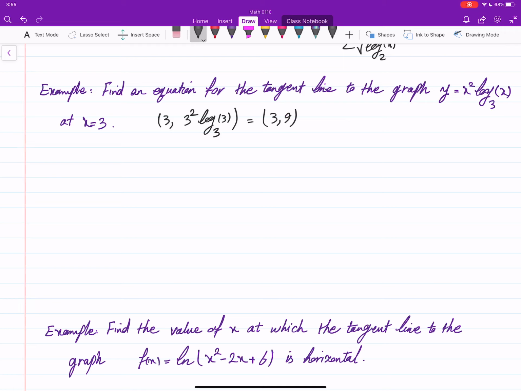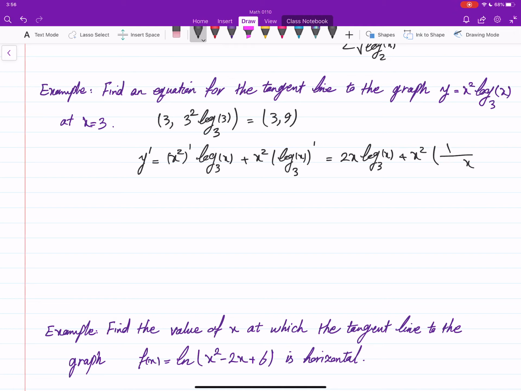Times this is 9. That's perfect. Now we need to find the derivative of the function at that point for the slope. So this is the derivative of the first one times the second one, plus the first one itself times the derivative of the second one. And this gives us what? This gives us 2x log of x base 3, plus x squared times 1 over x ln of 3 in the denominator.